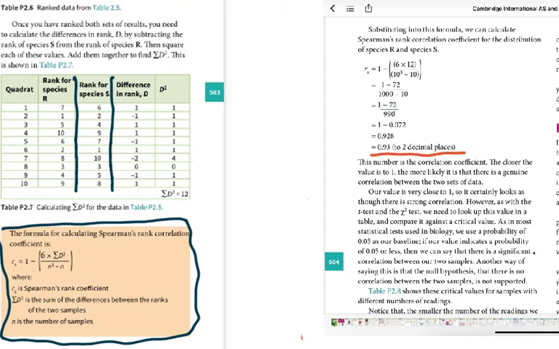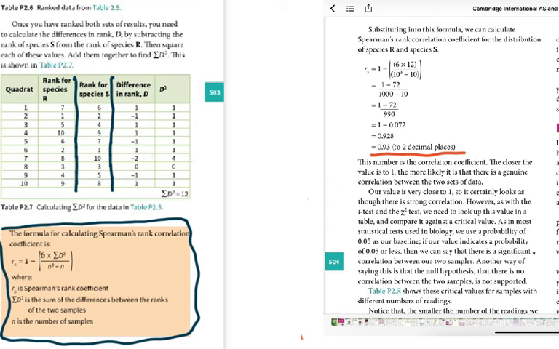Now we get this figure 0.93. Now what does the figure 0.93 tell you? The number is the correlation coefficient. The closer the value is to 1, the more likely it is that there is a genuine correlation between the two sets of data. So our value is very close to 1, it's 0.93. So there appears to be a strong correlation.